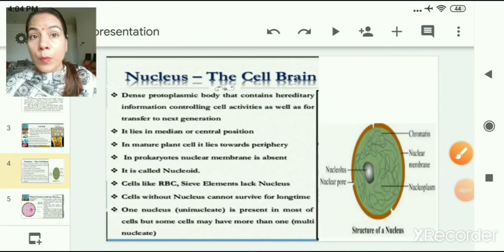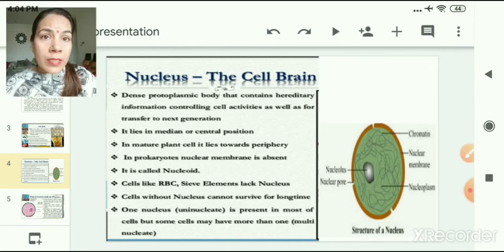Nucleus is a very important part of a cell because it controls the activity of various other cell organelles, and it also contains genetical information or hereditary information in it, which can be transferred from one generation to next generation. Nucleus also plays a very important role in cell division. Once the nucleus divides, then only a cell can divide and form a new cell.